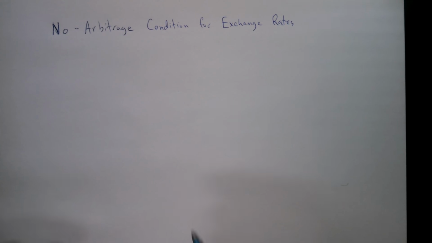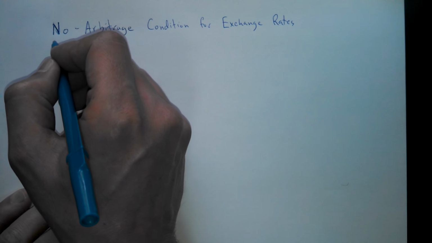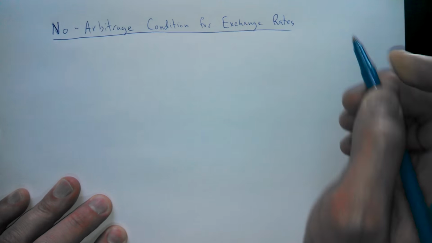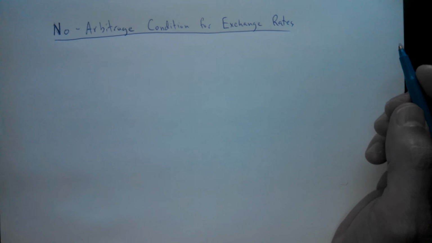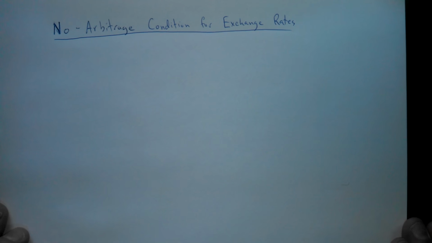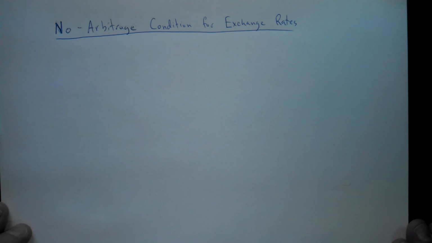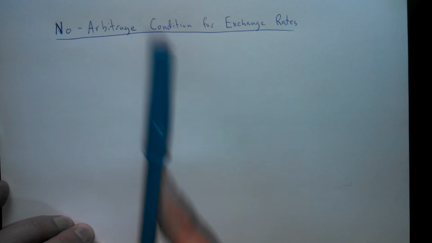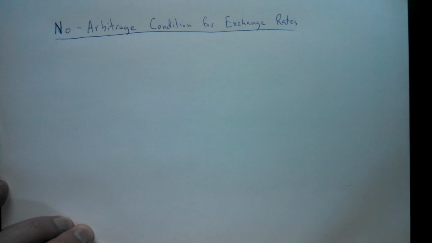Alright, in this video we are going to discuss the no arbitrage condition for exchange rates. This condition makes it so that there isn't a profit opportunity to buy a particular good in one country and then sell that same good in another country and take advantage of the exchange rates in order to make a profit. That profit is called arbitrage, so the no arbitrage condition is essentially a no profit condition.